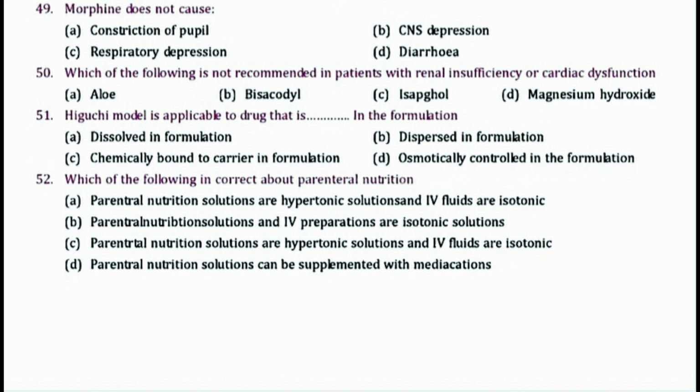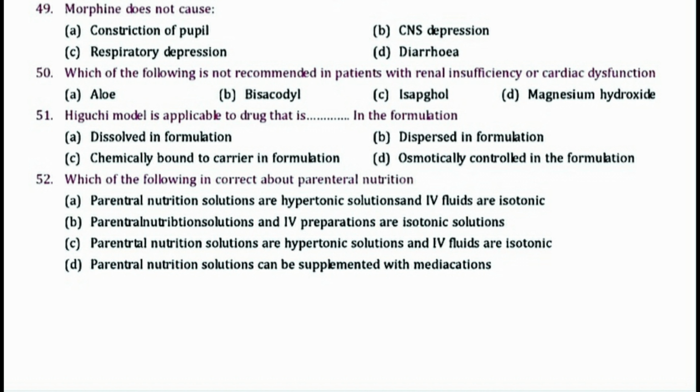Question number 49. Morphine does not cause: option A, constriction of pupil; B, CNS depression; C, respiratory depression; D, diarrhea. Option D is the correct answer, diarrhea. Morphine causes constipation, we know that. So D is the correct answer here.